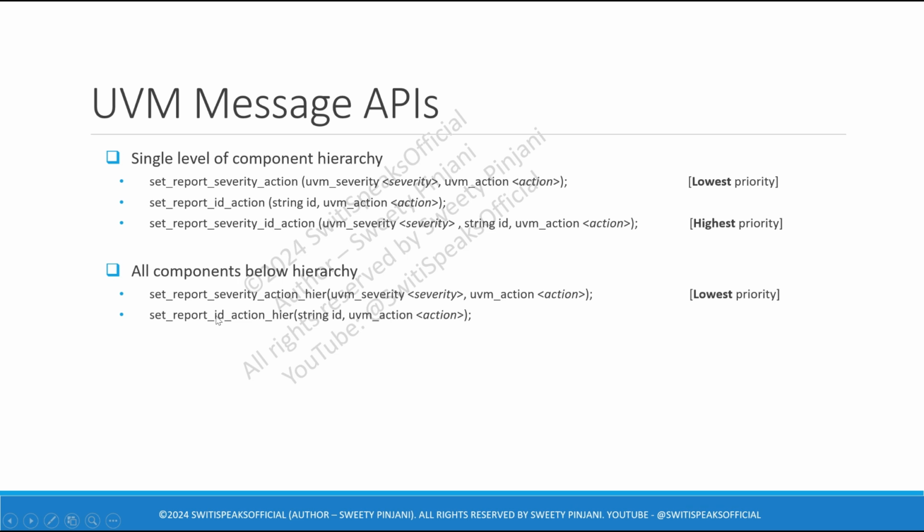As the name suggests, it takes two arguments, which is ID and action. Then one which takes all three arguments, set_report_severity_id_action, and this has the highest priority. Very simple to remember. Depending on the arguments it's taking, the name comes, and set_report is common for everything. If you want it to be valid for all the components below the hierarchy, you just have to add _hier.